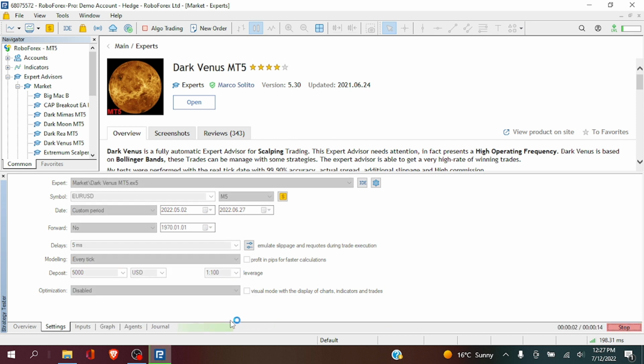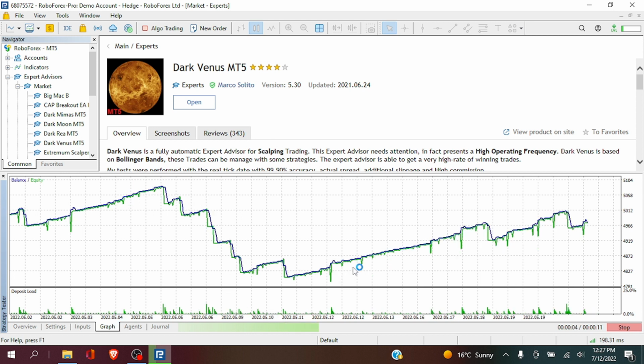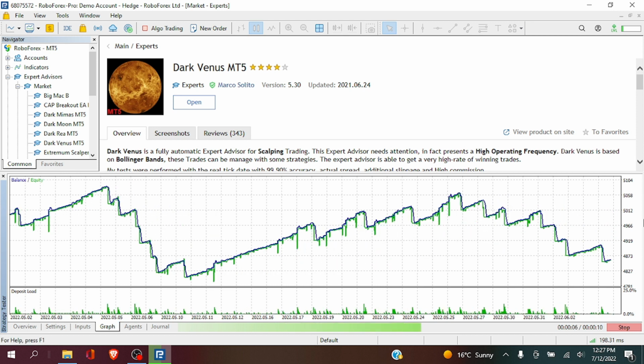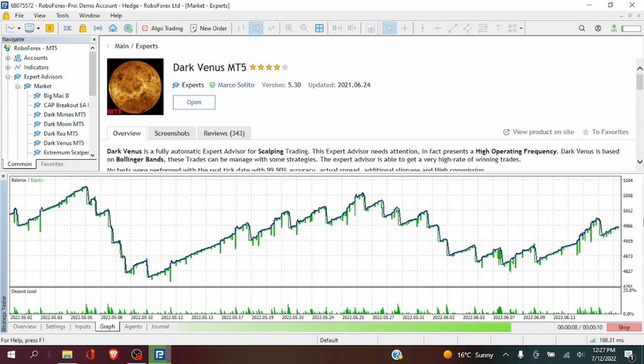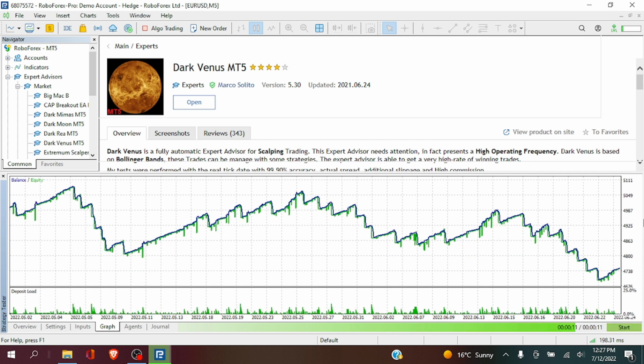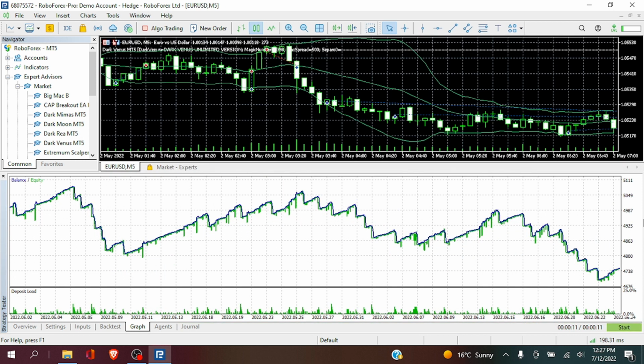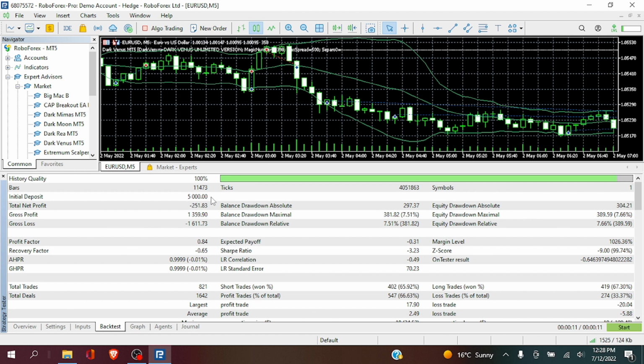So let's take a look at the graph. We can see it experiences some ups and downs. And the problem with the 5-minute time frame, it does represent a lot of false signals. So take that into consideration when planning your strategies, that the 5-minute time frame can give you a lot of false signals. So let's take a closer look at the results. Total net profit minus 250.